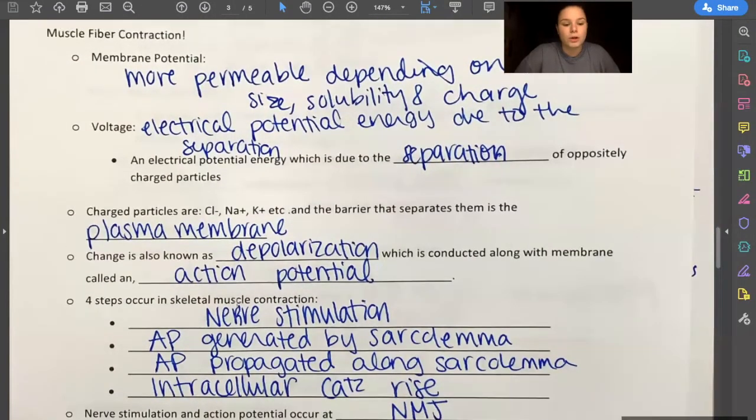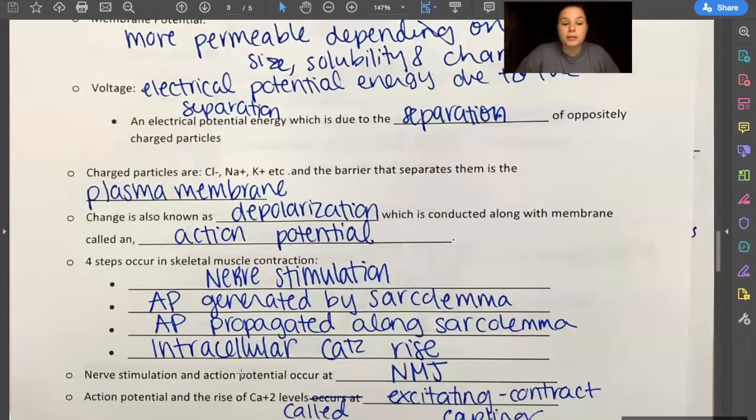Okay, so the nerve stimulation and action potential occurs at the neuromuscular junction. NMJ is neuromuscular junction, okay? And then the action potential and the calcium levels rising is called excitation contraction coupling. So we're exciting the neuron, right? And we're allowing it to contract. So it's the coupling of us both exciting the muscle and allowing it to contract at the same time, okay?